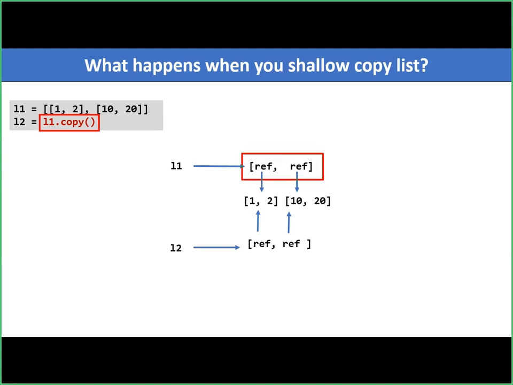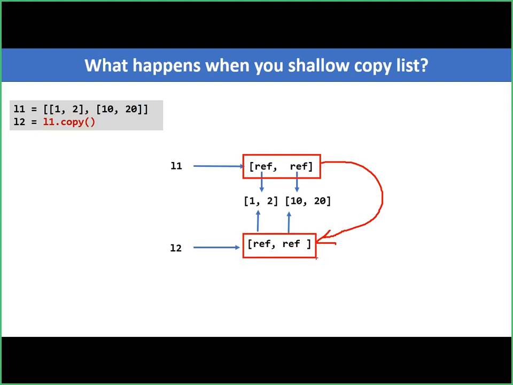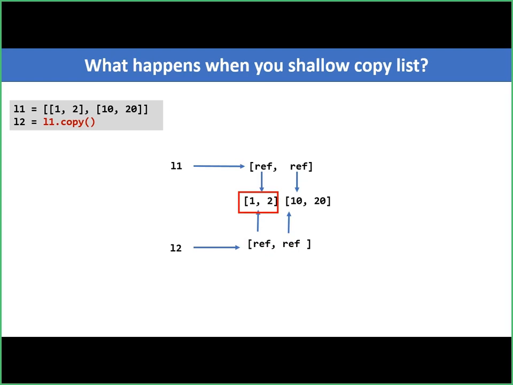And what happens? This is your original list, which contains two references pointing to two more objects. Now, when you create a shallow copy, you just make a copy of this here. So you are having a copy of that. So you are having those two references placed here, but they continue to refer to these two different lists. So what are the implications of this?